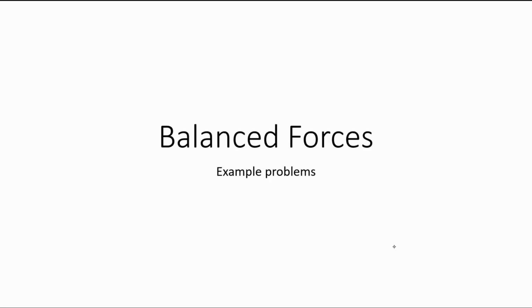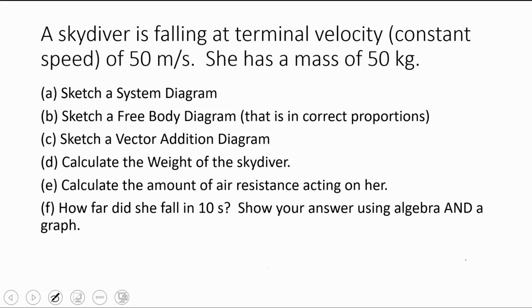All right, we're going to take a look at some balanced forces problems. So the first one we're going to take a look at is the skydiver falling at terminal velocity, or a constant speed, of 50 meters per second. That's going really fast. And she has a mass of 50 kilograms. That comes out to about 120 pounds.